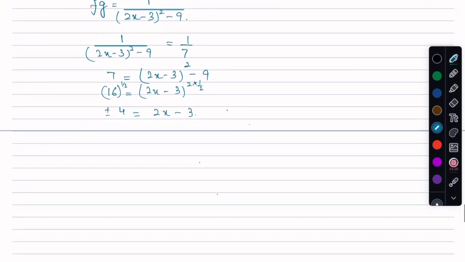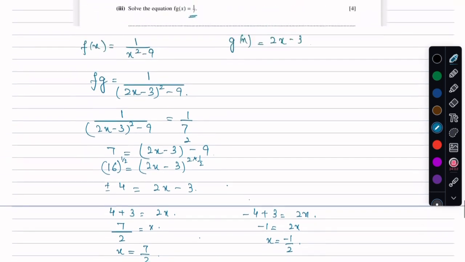And to get the values, I can go for 4 plus 3, which equals 2x, or I can say 7 divided by 2 equals x. So x can be equal to 7 by 2 here. Solving with respect to the negative value, minus 4 plus 3, which equals 2x, this gives minus 1 equals 2x, or x will be equal to negative 1 by 2. Now the question arises, which of the two values should we consider here?